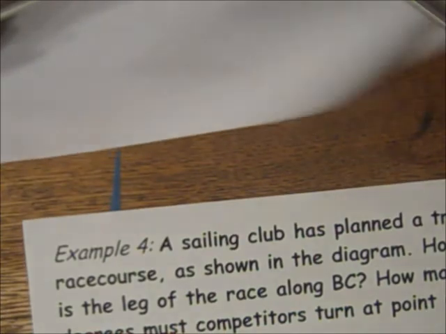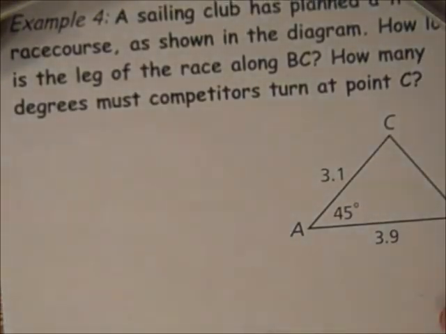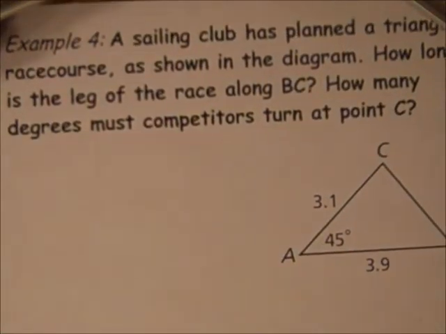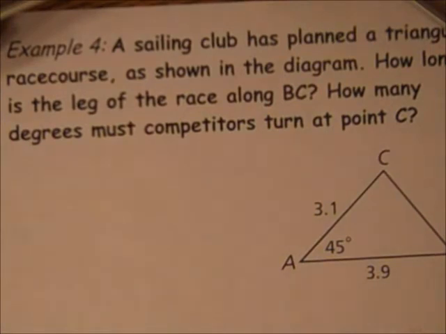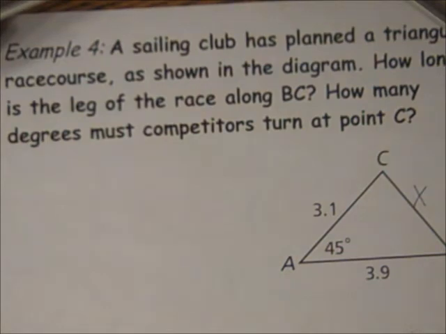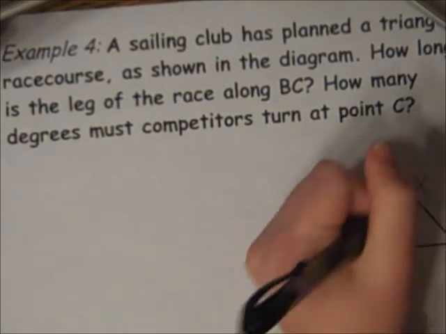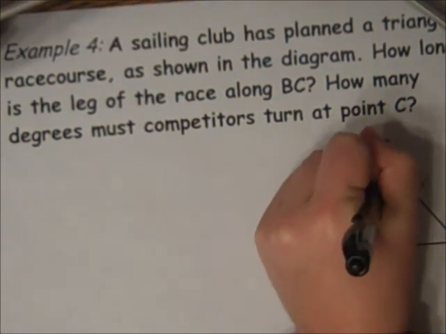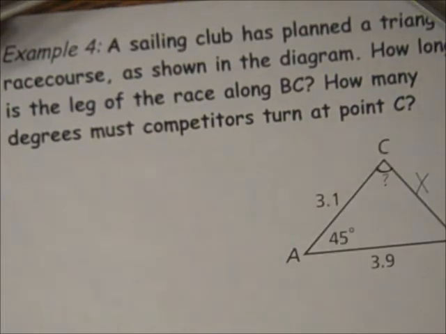Okay, last one, we are going to do a word problem. All right, a sailing club has planned a triangular race course as shown in the diagram. How long is the leg along point BC? So we're looking for this. And how many degrees must competitors turn at point C? So we're looking for this degree right here.